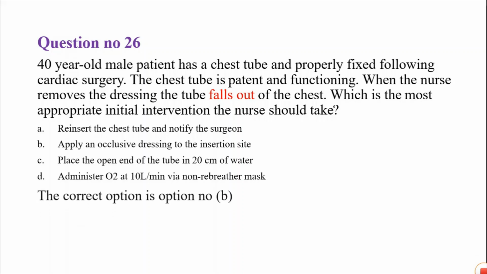The correct option is option number B, which is apply occlusive dressing to the insertion site.